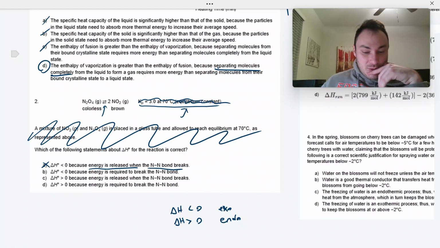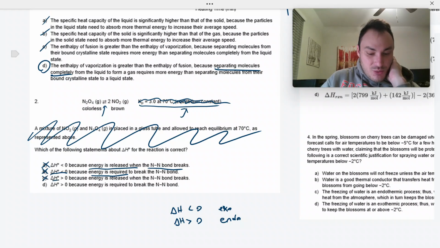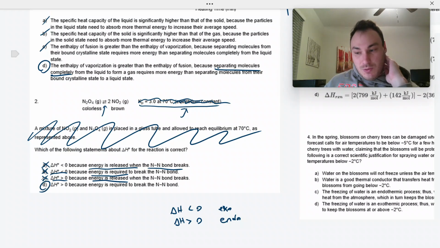Delta H is exothermic because energy is required to break N-N bonds. Also no. That and that don't match. If energy is required, it should be endo. Delta H is greater than 0, so it's endothermic because energy is released. Nope, that and that don't match. And then enthalpy is endothermic because energy is required to break N-N bonds. That's our answer. That's the only one that actually matches up with what it's saying. And that is true for this question.